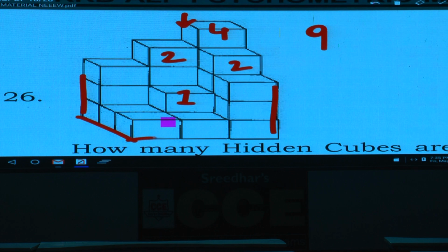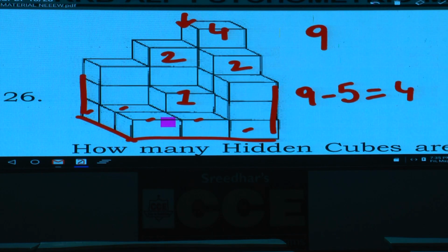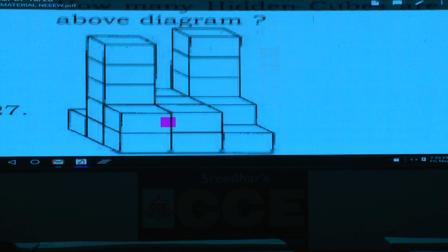Then coming to this one, now this is 3 into 3, out of which 1, 2, 3, 4, 5 were seen. Hence 9 minus 5, 5 were already seen, 4 are invisible. Out of these 4, then 1 counted here, 1 counted here, 1 counted here, 1 counted here. Hence 4 minus 4, 0. Hence 9 plus 0, that is 9. And finally we have 9 hidden cubes. 26, 9. Then 27. 27 answer please.